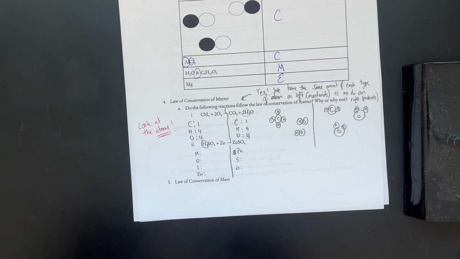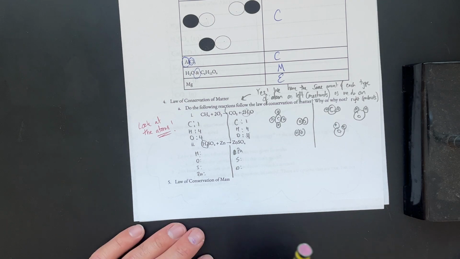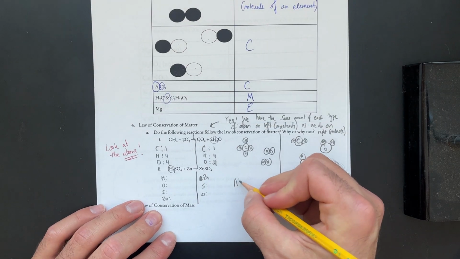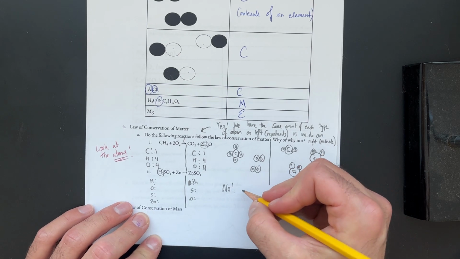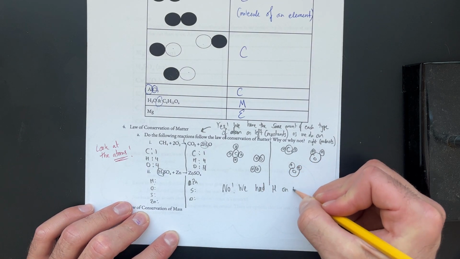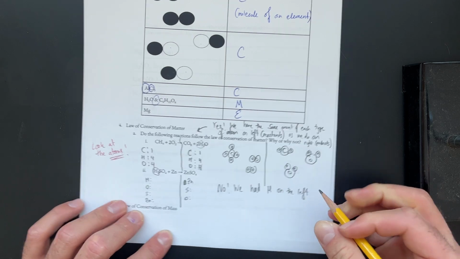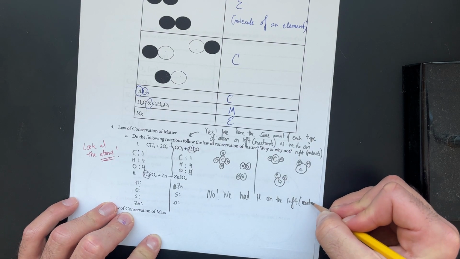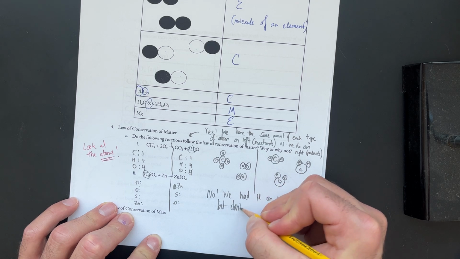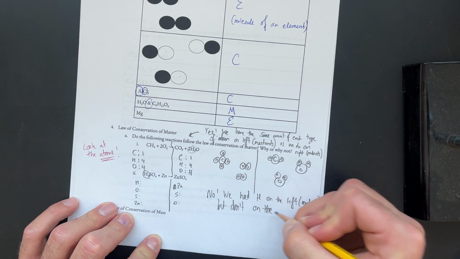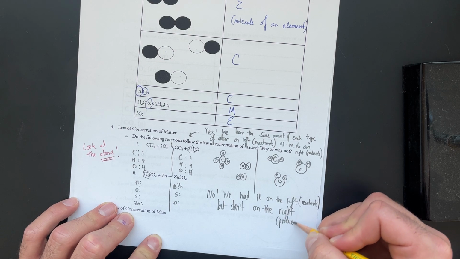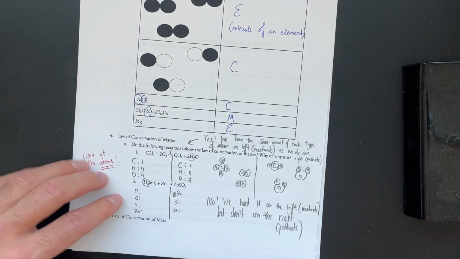Because you can't destroy hydrogen. Where'd the hydrogen go? This doesn't make sense. It doesn't follow the law of conservation of matter. And so this is no. We had H on the left in the reactants, but don't on the right in the products. And so, no, does not work.